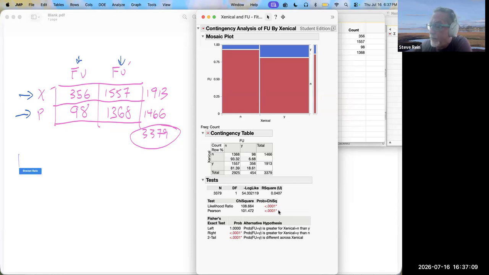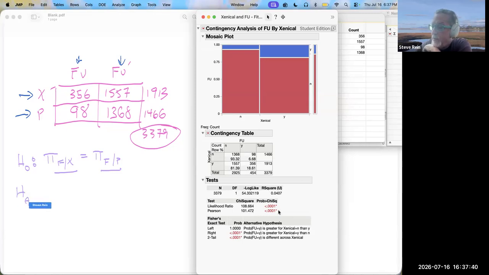We need a null hypothesis. And here's how I'm going to phrase it. The rate of fecal urgency, given that you're taking Xenical, equals the rate of fecal urgency given you're taking the placebo. Okay, so the chance, pi, of fecal urgency, the side effect you don't want to have if you're taking the medicine, is the same as if you're taking the placebo. The rate is the same in the two different groups.